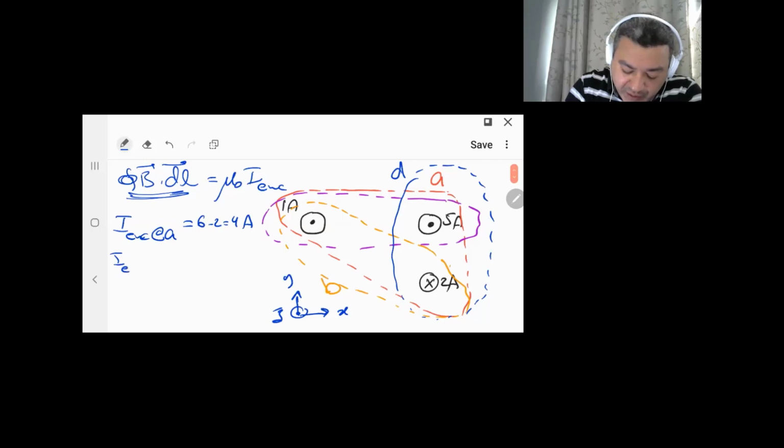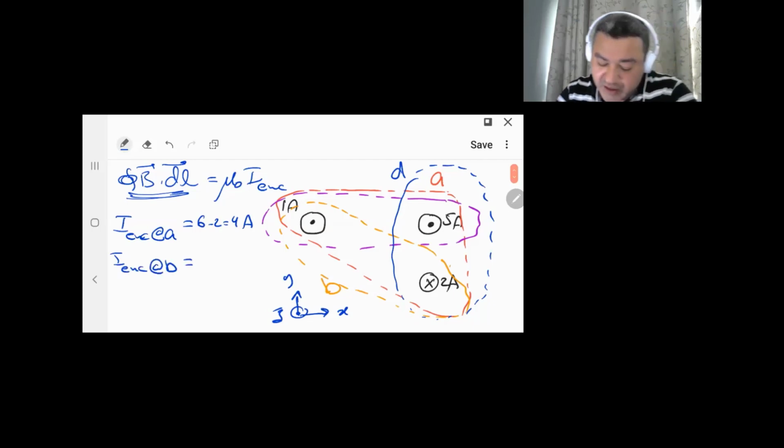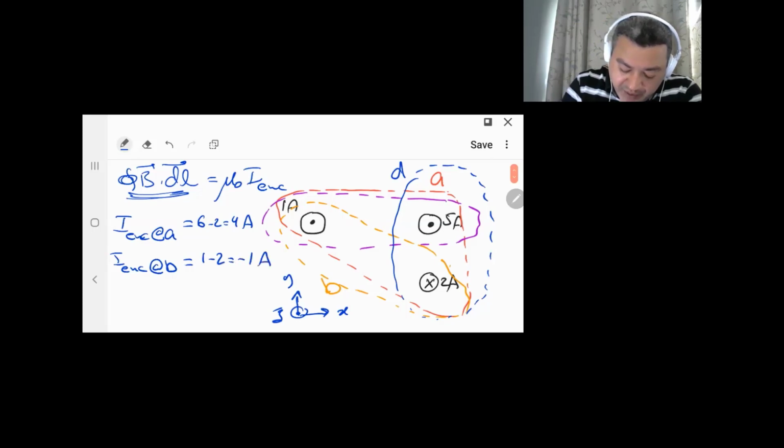What about I enclosed at B? Where is B? B is the orange. I can see that B is only catching or surrounding the 1 ampere going up and the 2 ampere going into the page. So the answer is 1 minus 2 equals to minus 1 ampere.